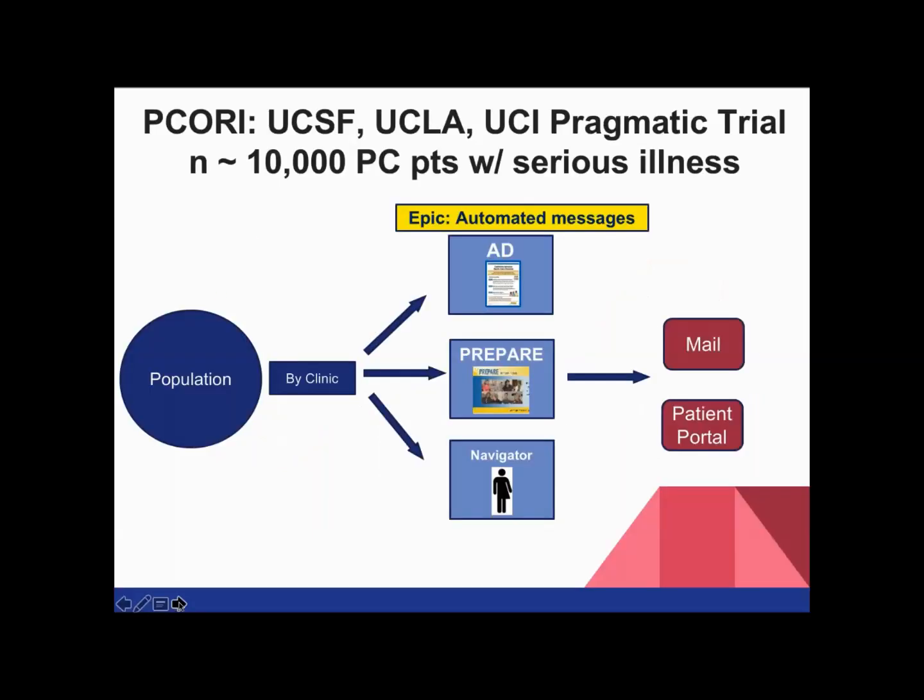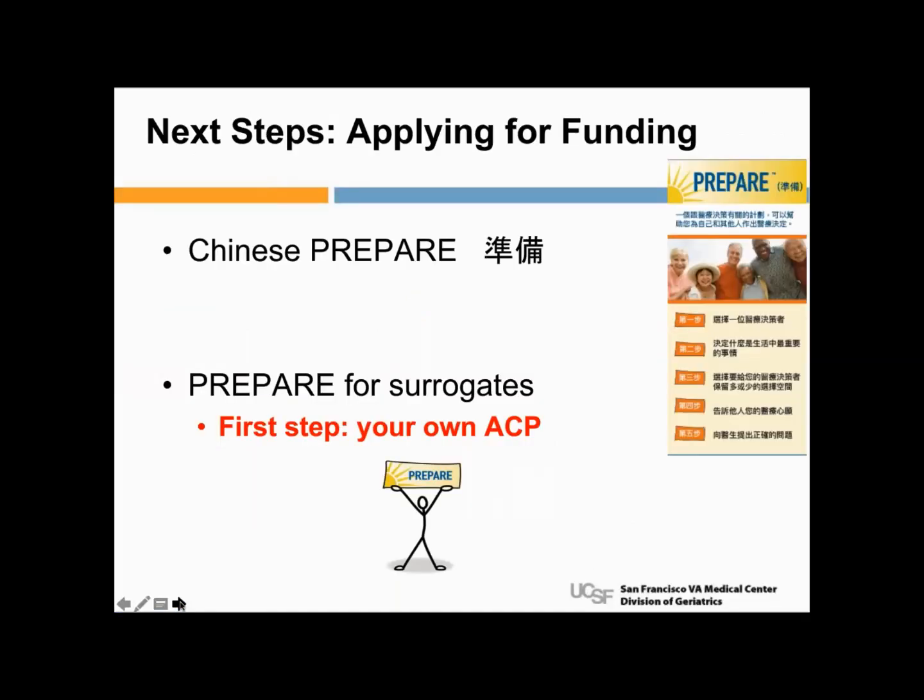So just to tell you that we're in the middle of a very large PCORI study at UCSF, UCLA, and UCI with about 10,000 patients who have serious illness. And what we'll be doing, we're cluster randomizing these by clinic, where one group will get our easy-to-read advanced directive, the other group will get the advanced directive and Prepare, and the third group will get all of those things plus access to a navigator. And we're sending out automated messages by mail and through the patient portal. Again, this is one of the ways we're trying to get this out into the community, and there'll be more results coming in the future about that.